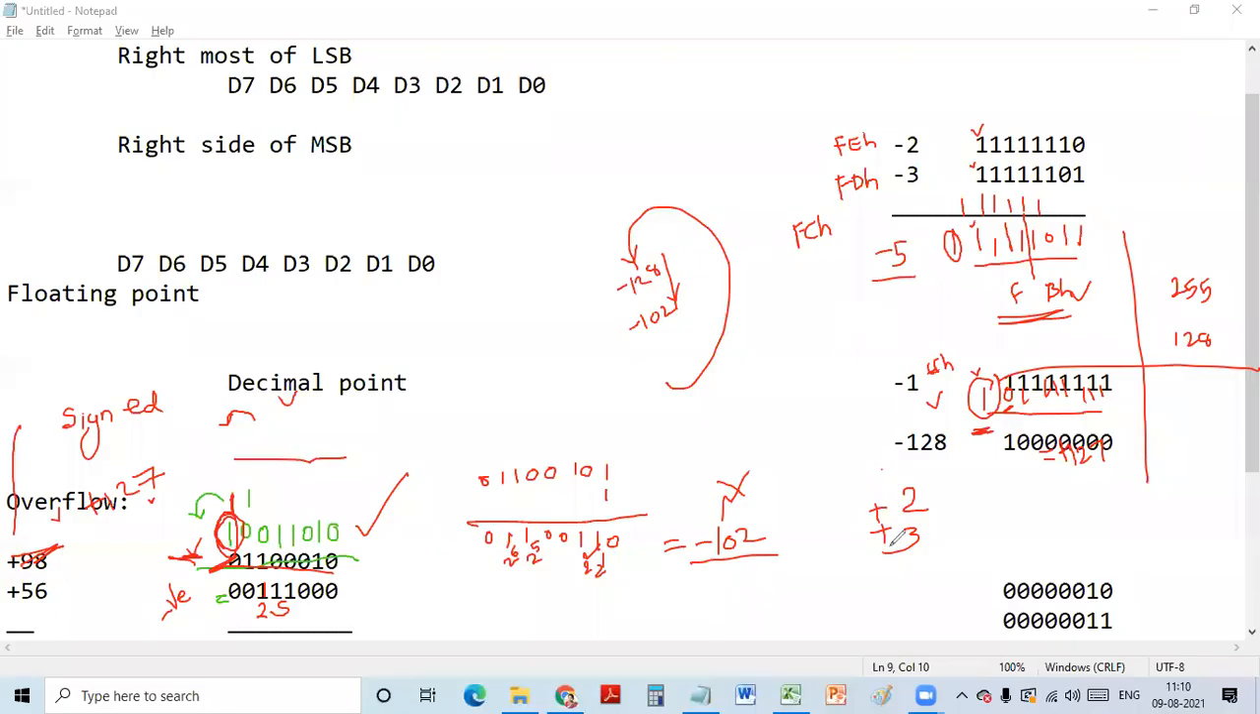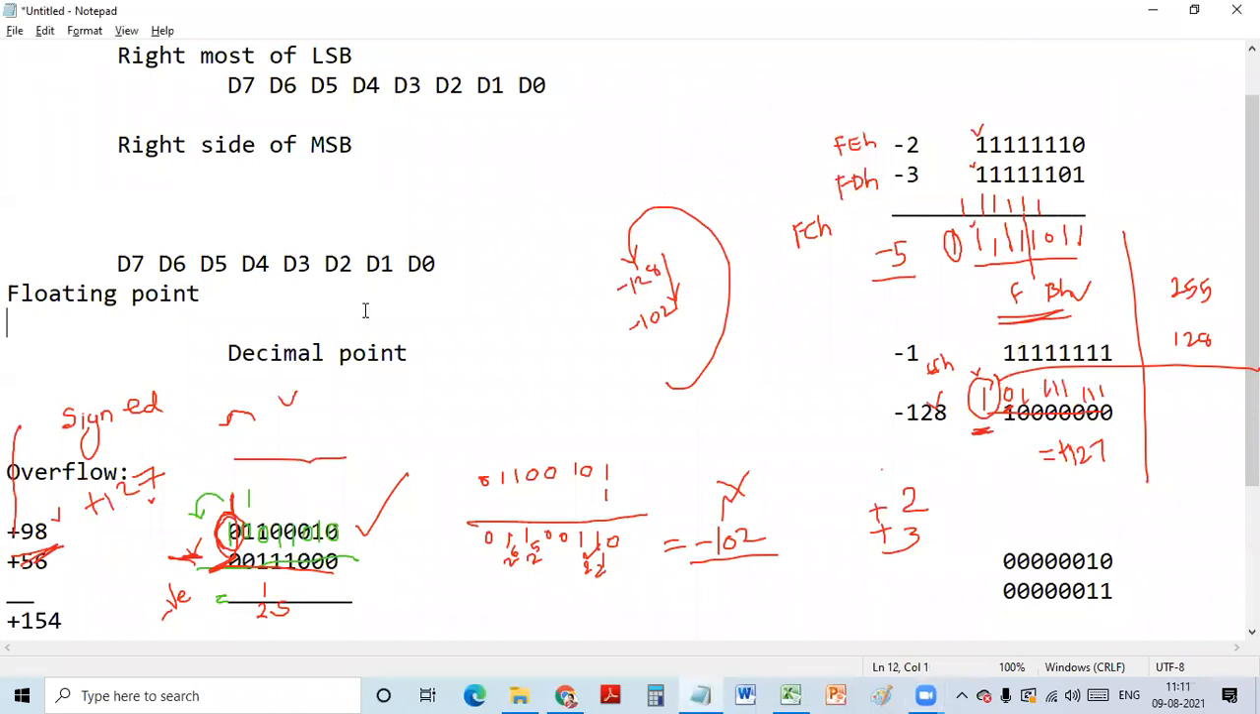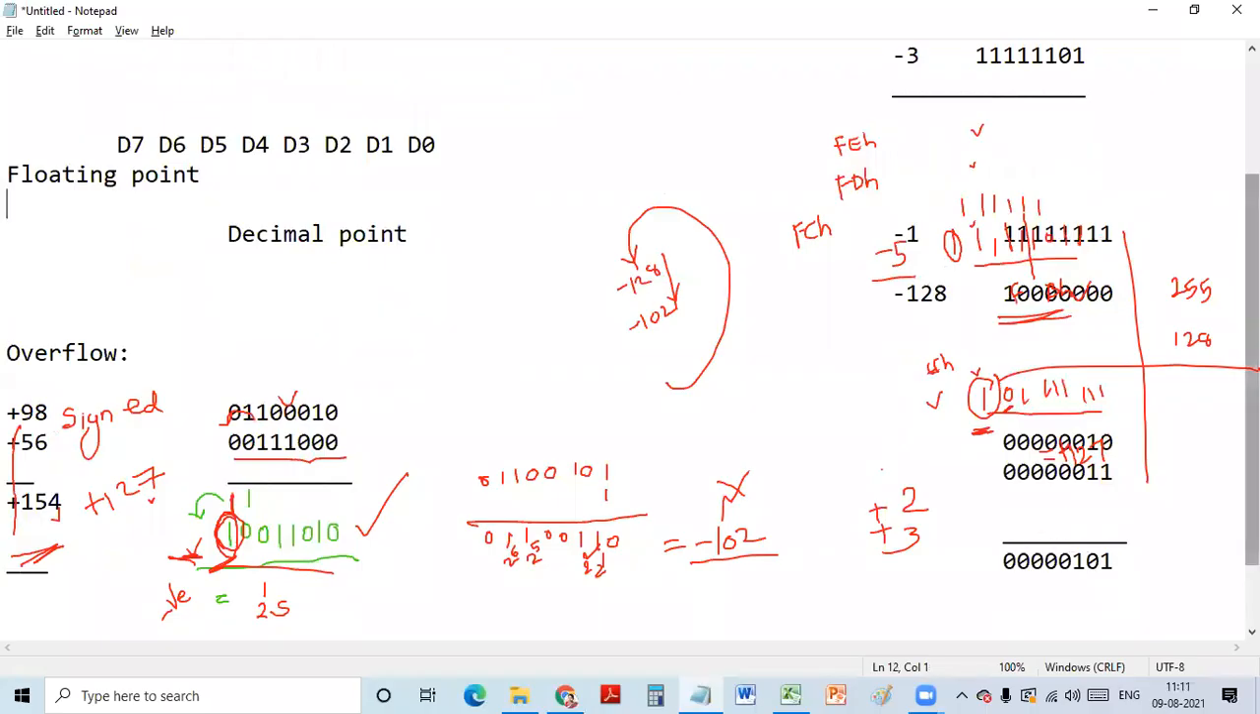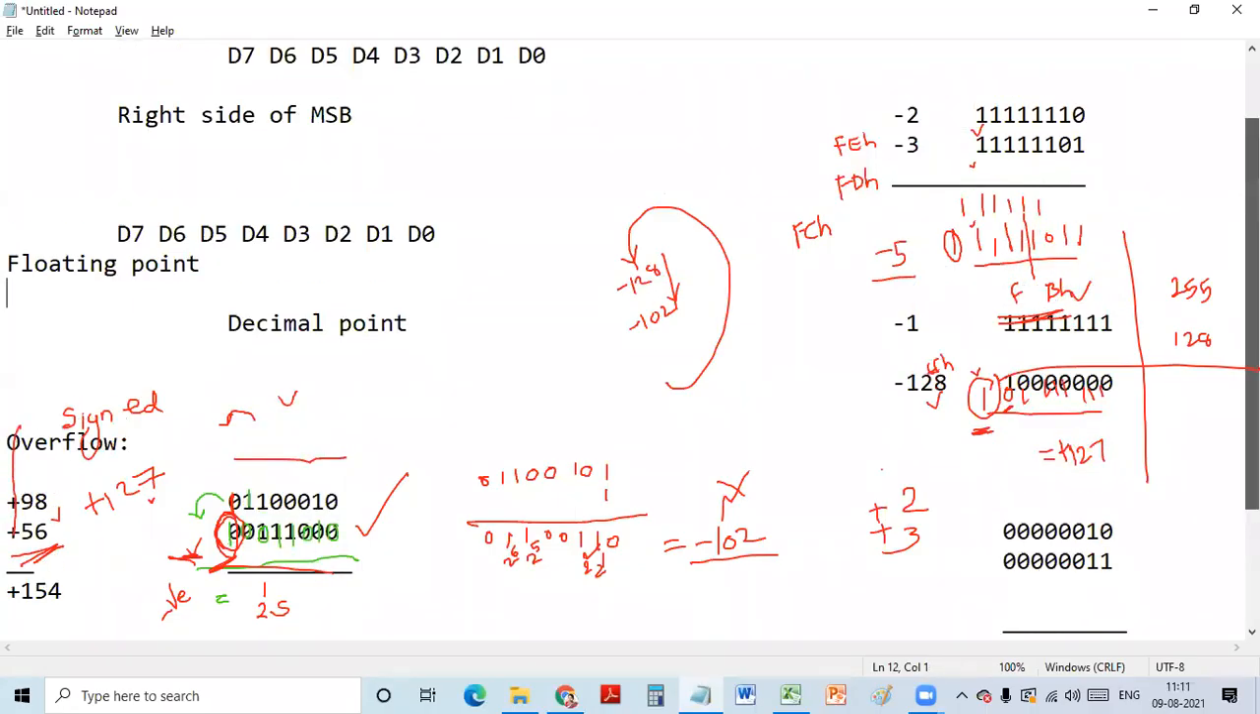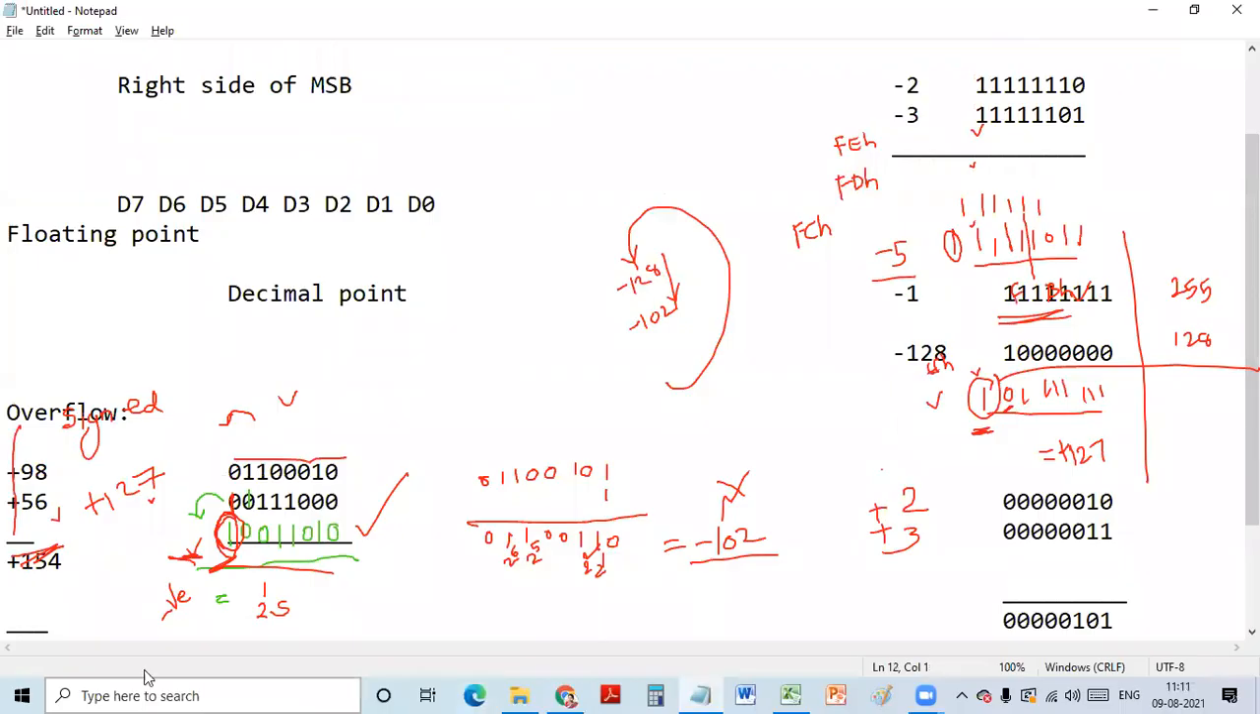Right. Here we are talking about plus 2 and plus 3. In that case also, we can add plus 2 and plus 3 and my result is plus 5 here. This is also correct. Right. But here, in this case, we are adding two positive numbers and the result is wrong. And here we are also adding two negative numbers, but the result is wrong.